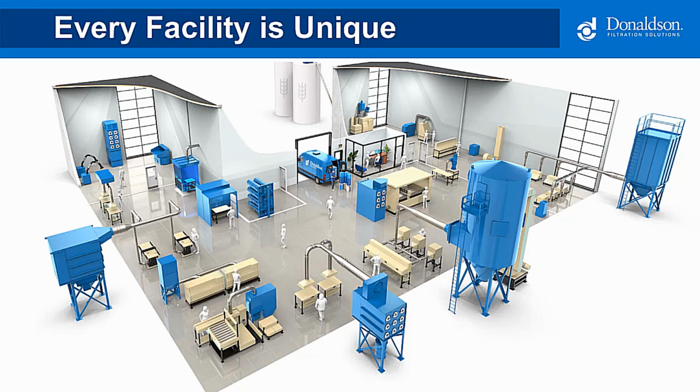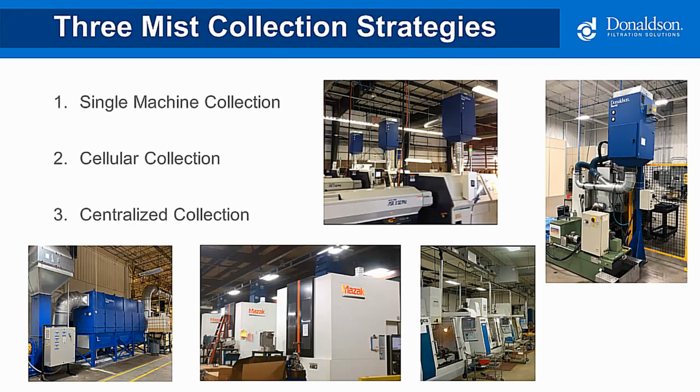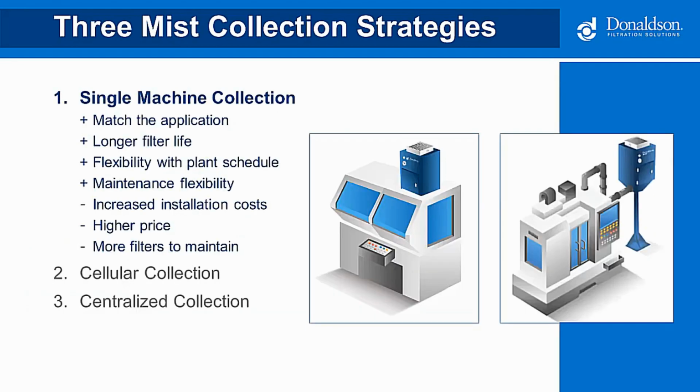So when determining how to implement mist collection in your facility, there are generally 3 strategies to consider when determining placement of your systems. We have 3 approaches. We can do the singular machine collection, where we have one mist collector for one machine. We have the cellular approach, where we group a series of machines to a collector based on a product line or a part that's being manufactured. And then we can look at the centralized collection approach, which is a whole plant approach using a single machine. There are pros and cons to each one of these strategies, and you need to understand them when you're determining the arrangement of the systems.